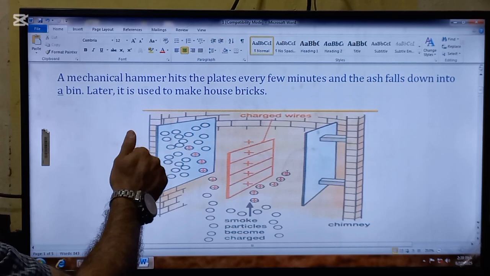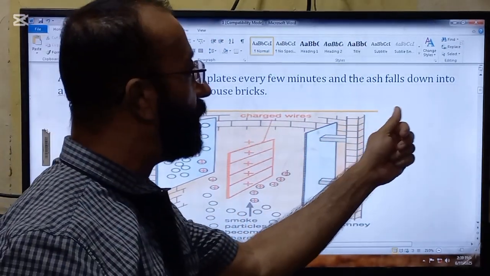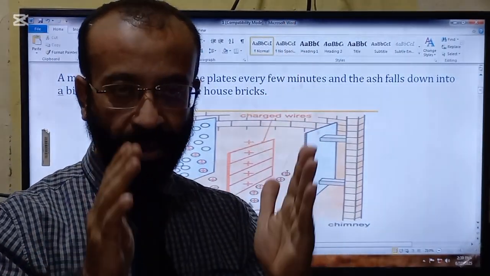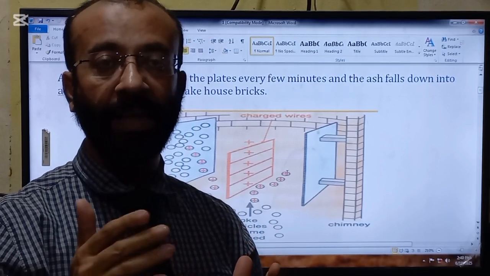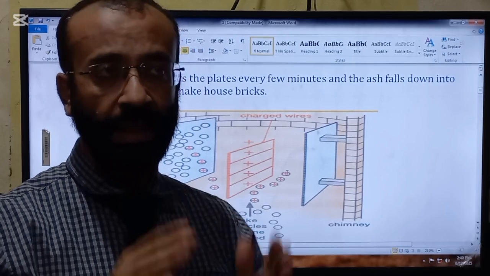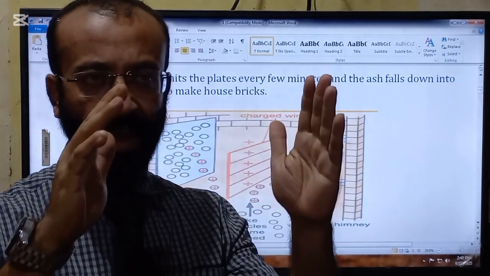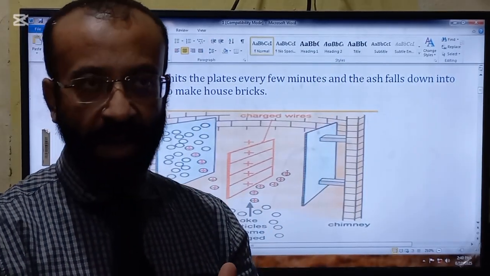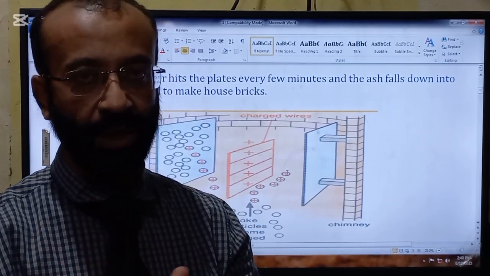A mechanical hammer hits the plates every few minutes and ash falls down into the bin. So, into the chimney, some wires are stretched and get a voltage of around 50,000 volt. This creates a condition of ionization. So, the gas around it gets ionized and the dust particles which pass through the chimney get positively charged.